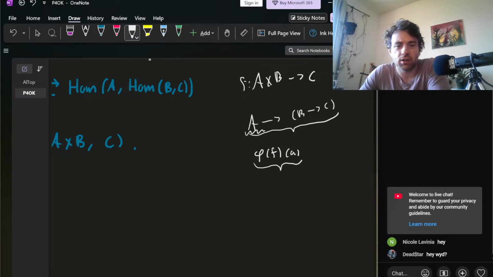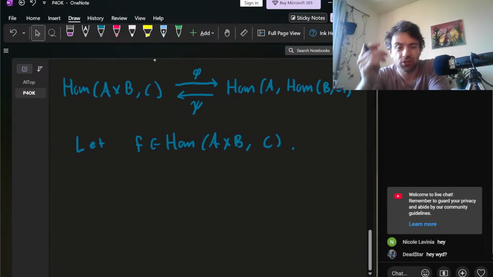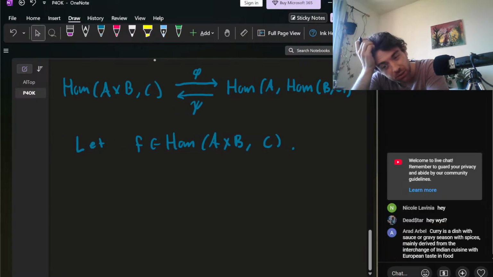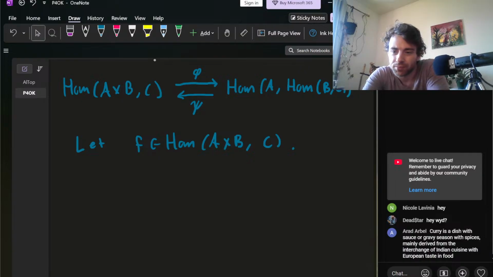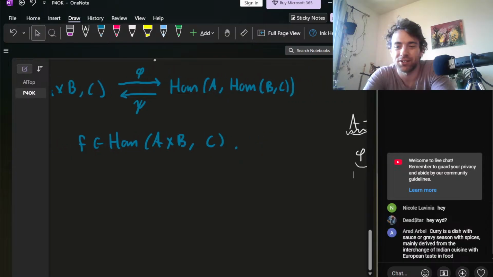Hey, Dead Star, we're proving that there's a bijection between these sets of functions. So A, B, and C are all sets. Curry is a dish with sauce or gravy seasoned with spices. True, I agree. Is this a pun because this has to do with like Curry-Howard or currying? I mean, I love curry, the food, and I love currying, the mathematical concept.